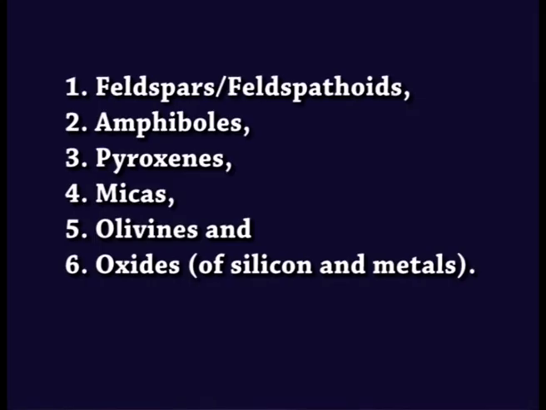The minerals are in 6 main groups, starting from the feldspar or feldspathoids, amphiboles, pyroxenes, micas, olivines and oxides of silicon and metals. The lighter colored minerals are termed as felsic, the darker ferromagnesian as mafic. The relative proportions roughly determine the color of the rock, hence the acid igneous rocks, which have a high felsic content, are generally paler than the basic types with higher mafic minerals.